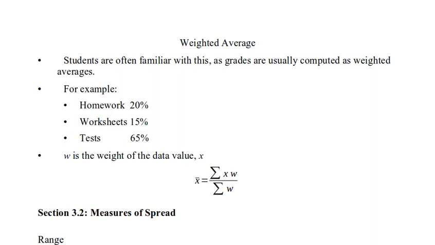So when I see the numerator sigma xw, I know that multiplication happens, and then we add them up. Then, of course, in the denominator, we're going to add up the weights. Most people design the weights so they add up to 100%, if 100% is, of course, 1. So we're really dividing by 1, which means we don't have to worry about the division at all. This is assumed to be a sample, so we're going to call it x bar. That concludes our discussion of the measures of central tendency.